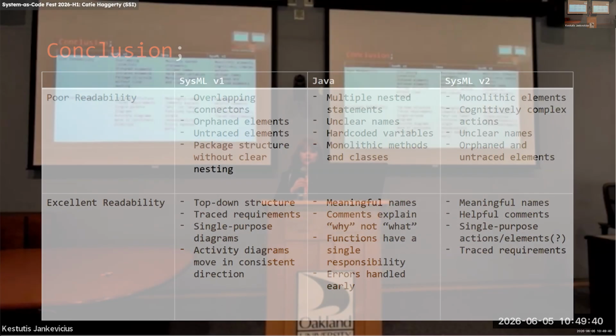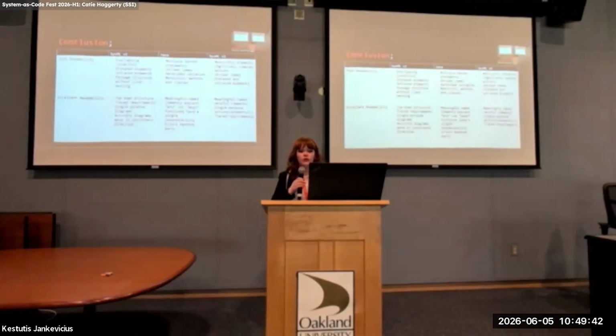So takeaways are, when you're writing SysML v2, use meaningful names, helpful comments, single-purpose action elements, and trace requirements.